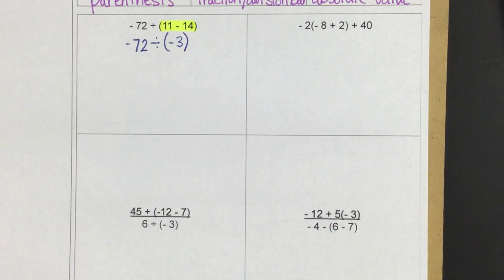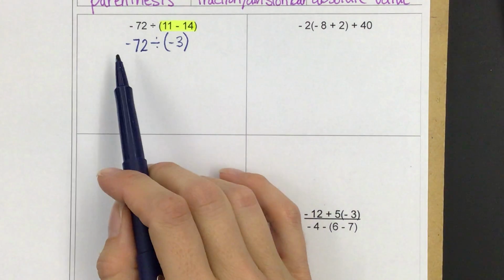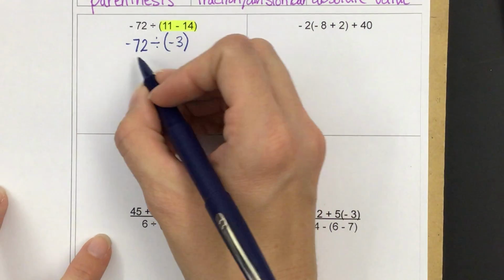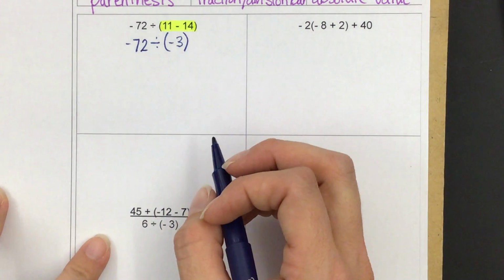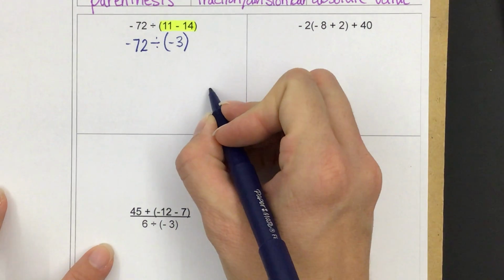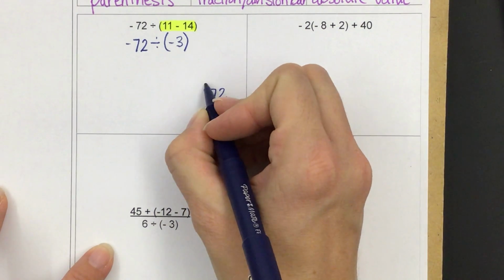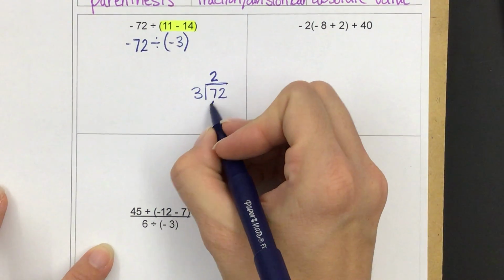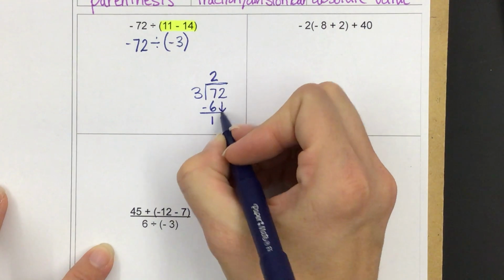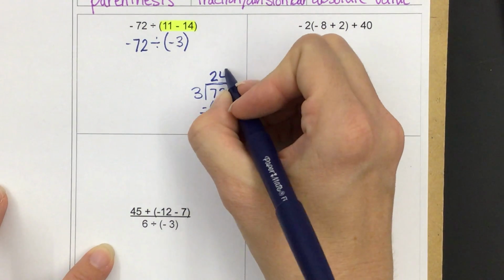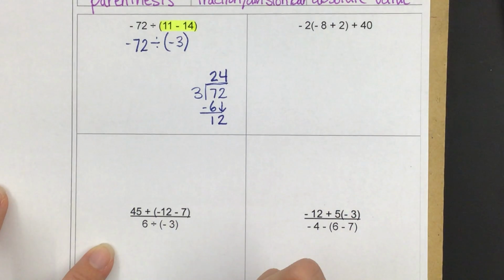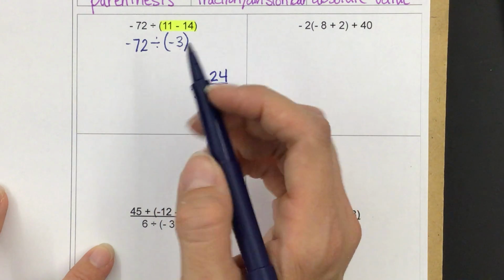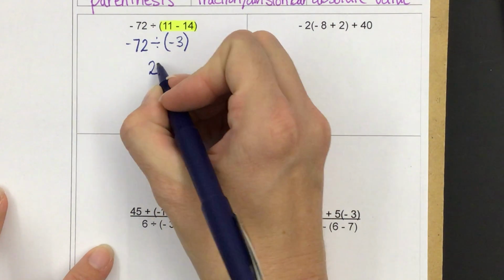Okay, and now I have a negative divided by a negative, so the answer will be positive. And then I just need to do 72 divided by 3. And if you're not sure what that is, go ahead and use the space below and divide it. So that goes in 2 times. That goes in 4 times. And it looks like it's a nice even one. So we can say that -72 divided by -3 will be a positive 24.